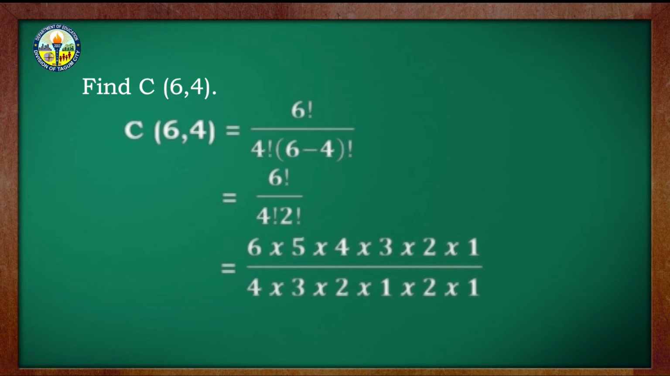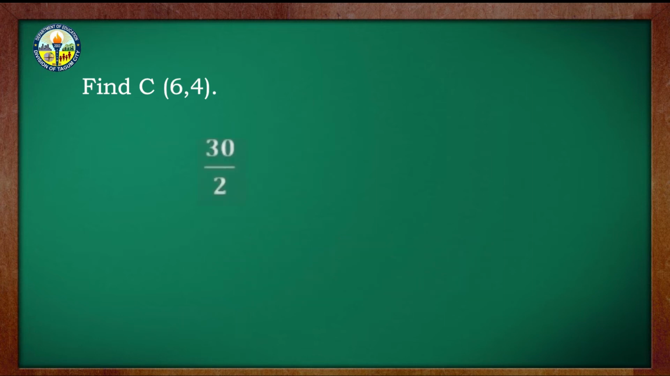After that, perform the division operation. For easy solving, let us cancel common factors found both in the numerator and in the denominator. The common factors are 4, 3, 2, and 1. Afterward, you multiply 6 and 5, and this becomes 30. And 2 times 1 equals 2. Finally, divide 30 by 2. Therefore, the combination of 6 taken 4 at a time is 15.